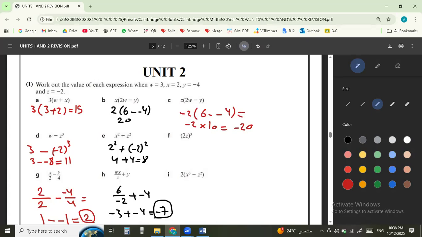2Z all cubed, which means 2 multiplied by Z first. 2 times negative 2, Z is negative 2. 2 times negative 2 is negative 4. All cubed, which is negative 64. 2 multiplied by X cubed, which is 8. X is 2. 2 cubed is 8. Minus Z squared. Z is negative 2. Negative 2 squared is positive 4. So minus positive 4, which is minus 4. 2 times 4, which is 8.